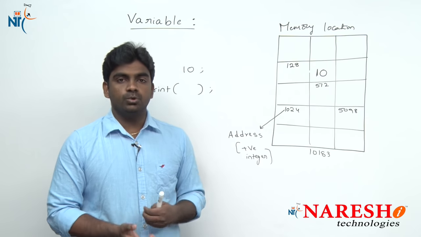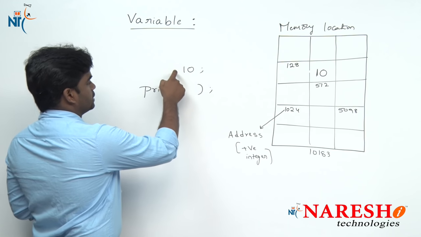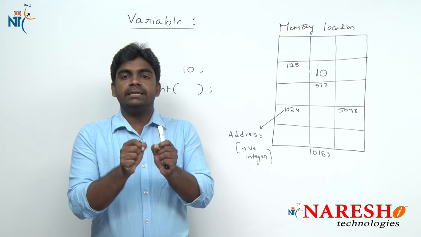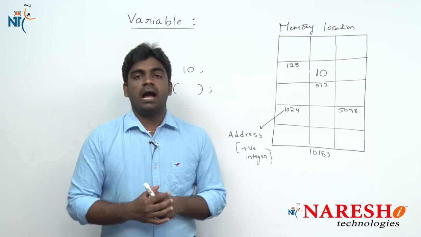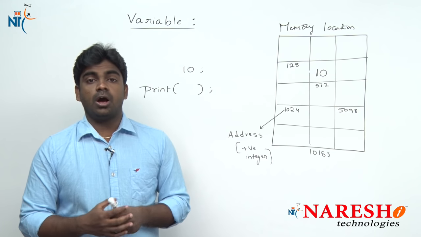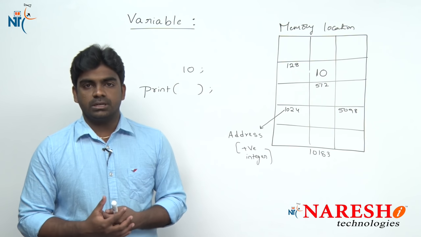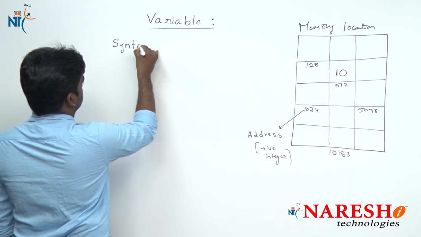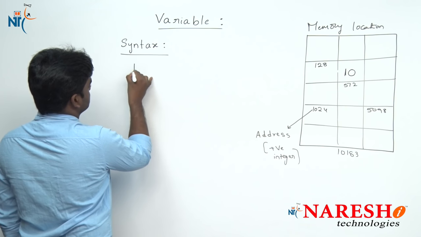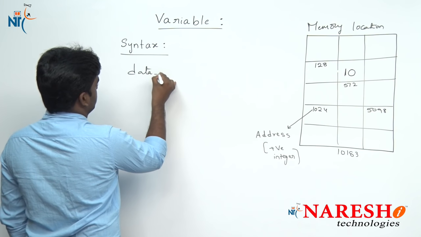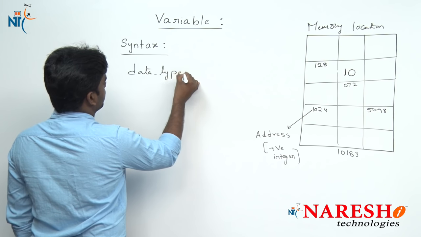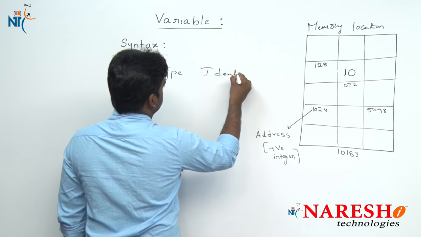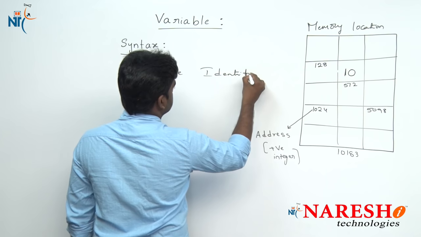So what should we do? Before storing information, first we need to set an identity to the memory location. How can we set identities to locations? Here is the syntax. How to declare a variable? In the syntax, first we have to write the data type, followed by the variable name. The name we write, we can call it an identifier.